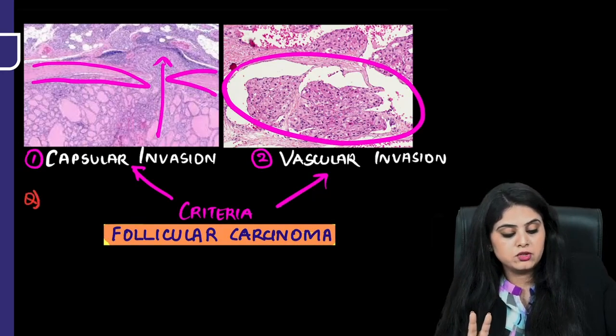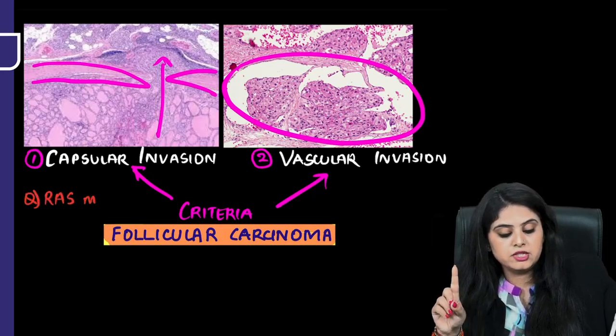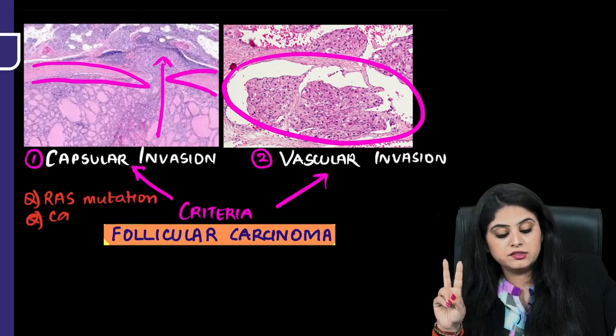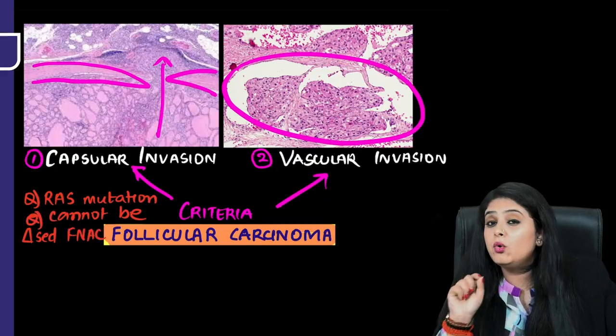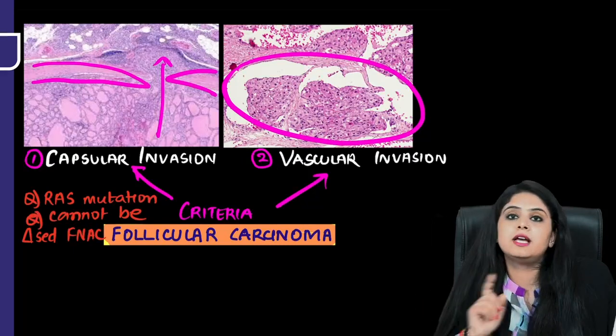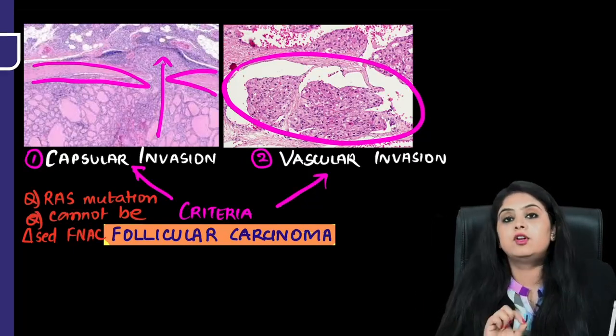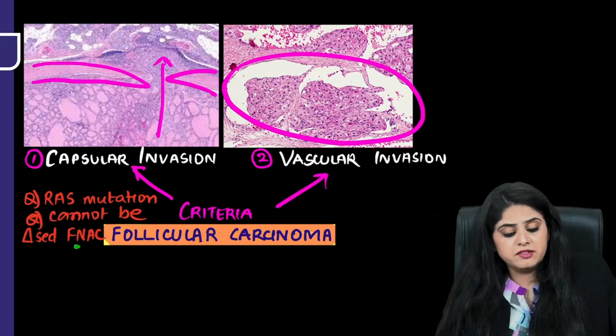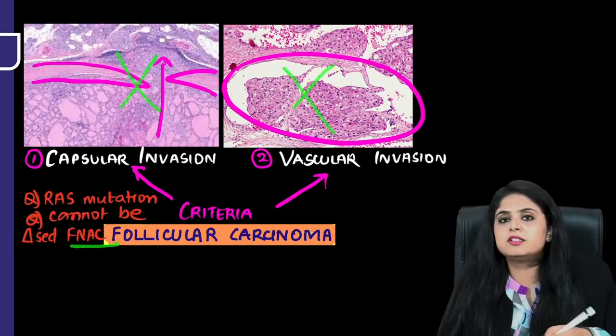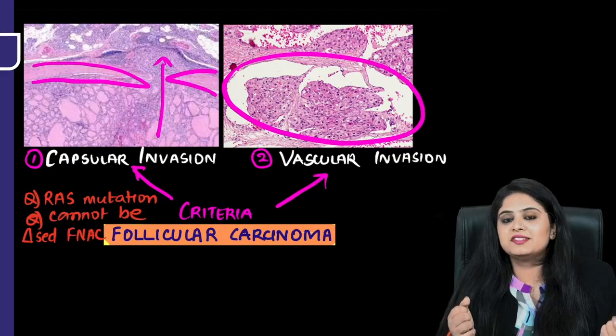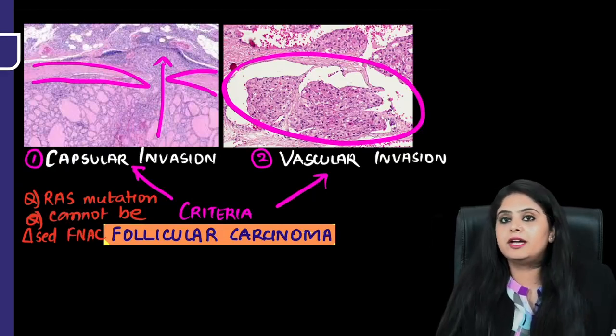The two questions that you get: what is the most common mutation that you see? It is the RAS mutation. And can you give this diagnosis on FNAC? Can it be diagnosed on FNAC? No, cannot be diagnosed on FNAC. The only thyroid tumor which I cannot give a diagnosis on FNAC is follicular carcinoma. Why? Because on FNAC I cannot see capsule and blood vessel. When it is not visible, how will I give the diagnosis? Only give a diagnosis on biopsy.